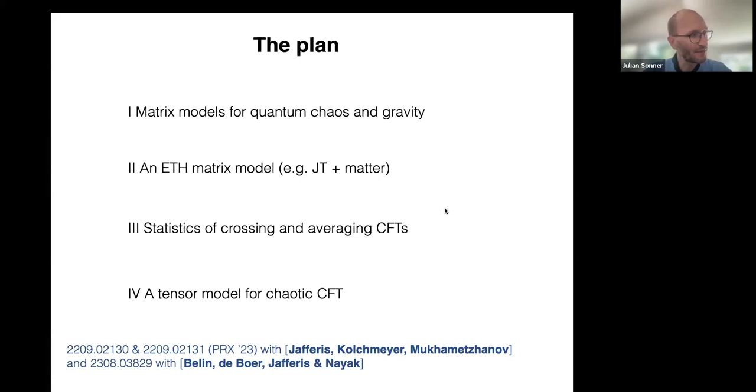Now, I should say from the outset, it's important: I will mostly talk about two-dimensional and three-dimensional gravity, but what I'm saying about the statistics of crossing and chaotic CFTs is actually also applicable in higher dimensions. Whether there is a useful gravitational application beyond 3 dimensions, I don't know.